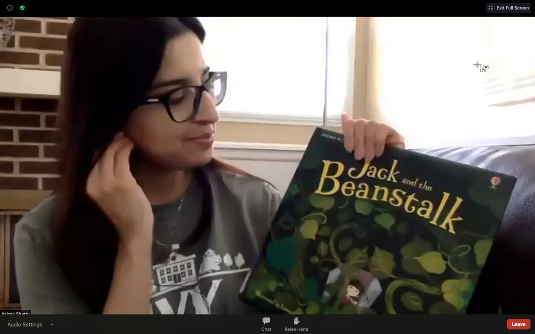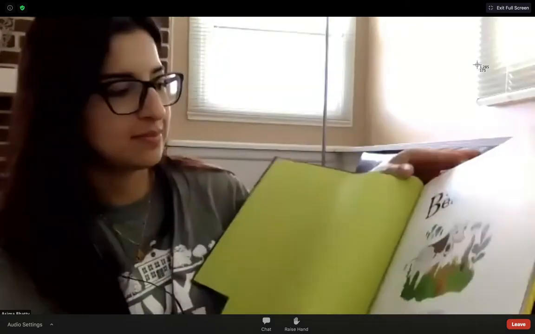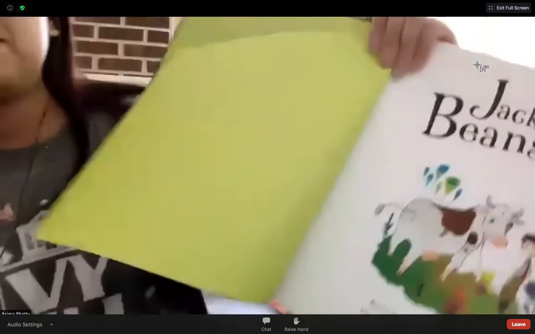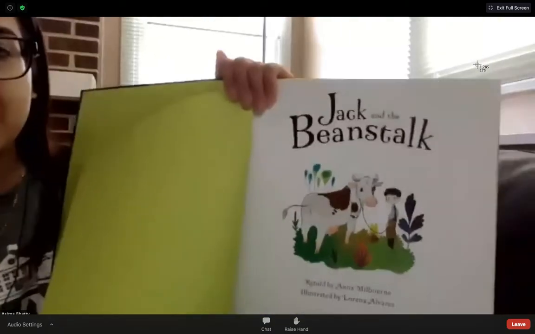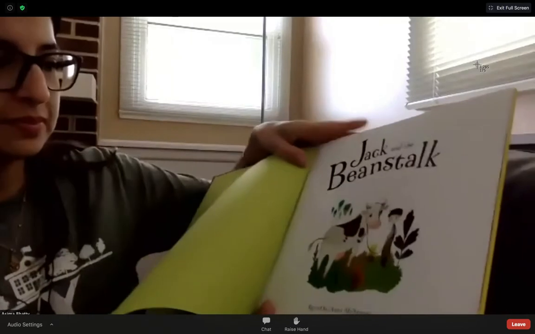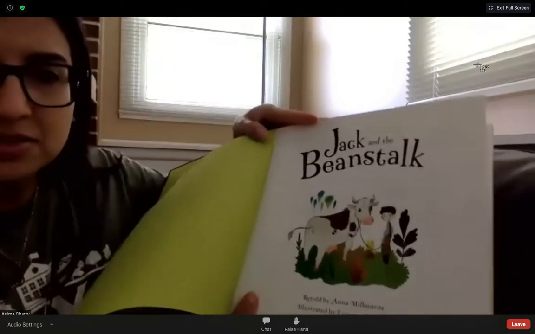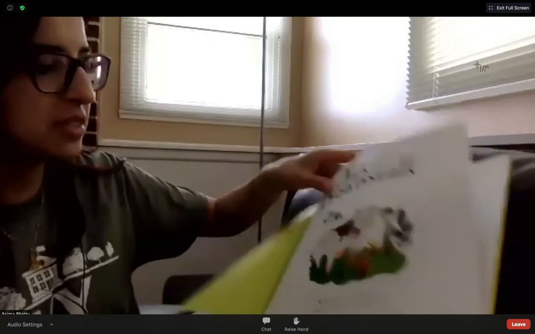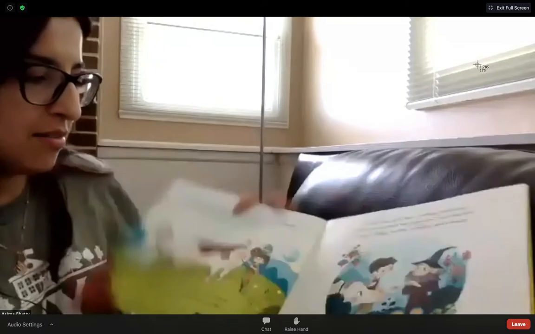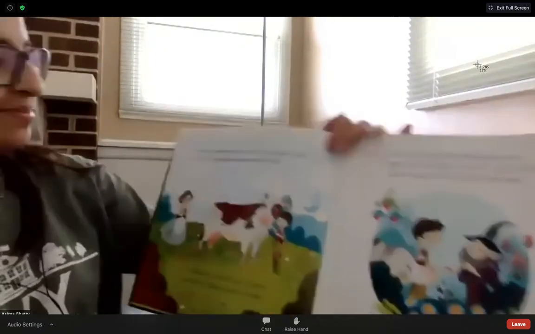Here we go. Jack and the Beanstalk. I wonder what this cow has to do with the story. That's another character. All right, here we go.